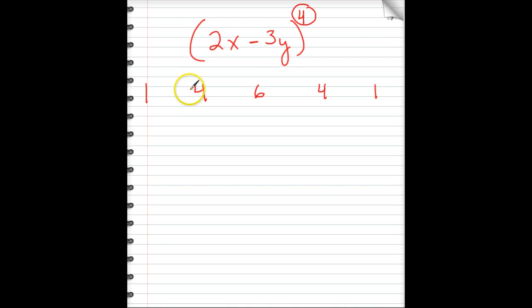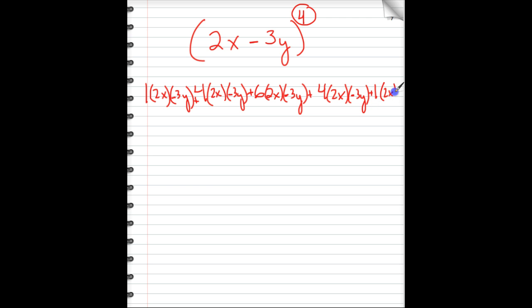Step 2 is after each of those coefficients, you write down the terms of the binomial, and I like to use parentheses. So here we have a 2x and a negative 3y. Okay? Now we have a 4. That has to get multiplied by 2x and negative 3y. The 6 also gets multiplied by 2x and negative 3y. Same with the 4. It gets multiplied by 2x and negative 3y. And finally, the 1 down here gets multiplied by 2x and negative 3y. Okay.